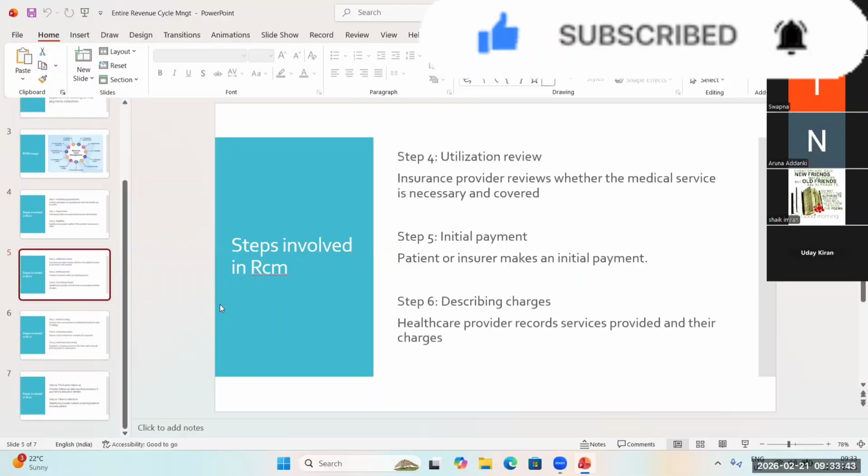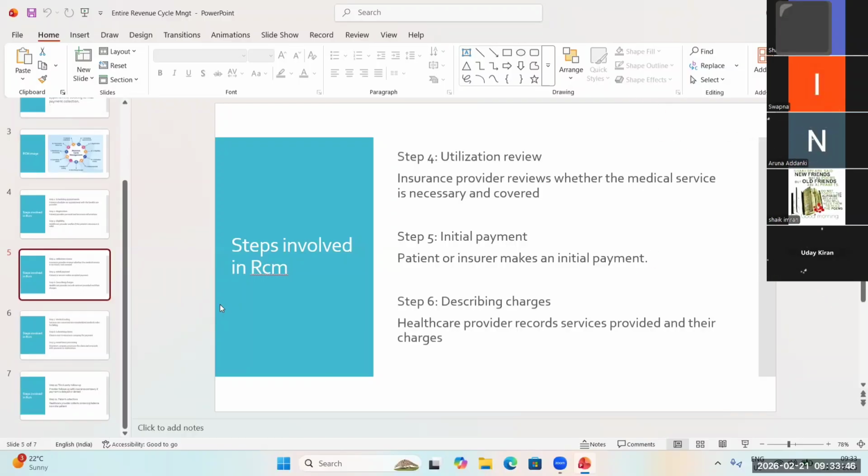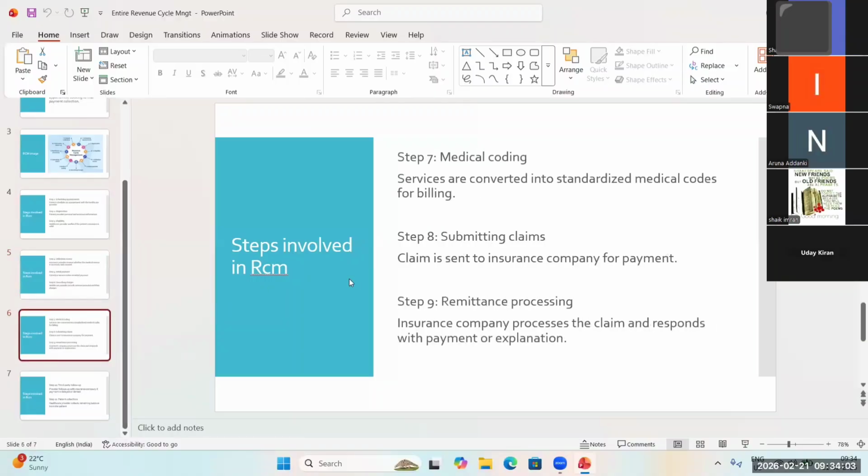And the sixth step is describing the charges. Here, the healthcare provider records the services provided and their charges. I mean, services means the treatment they provided. They will just make a note about what treatment they provided and how much the charges are. It's all about that. And when it comes to step 7, the medical coding team will be involved. Here, the services are converted into standardized medical codes for billing.